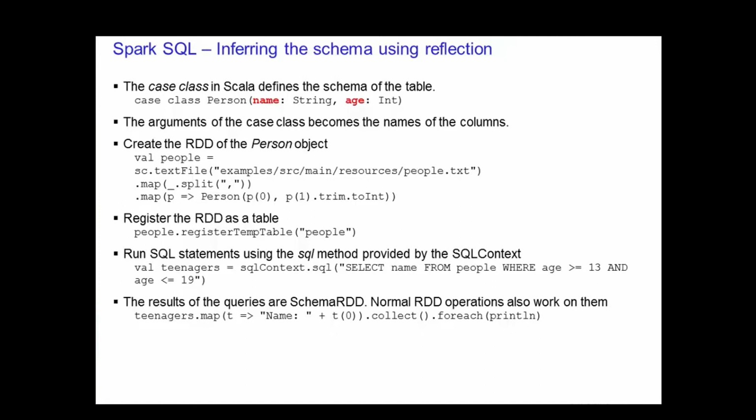Once the RDD is a table, you use a SQL method provided by the SQL context to run SQL statements. The example here selects from the people table the schema RDD. Finally, the results that come out from the select statement is also a schema RDD. That RDD, teenagers on our slide, can run normal RDD operations.